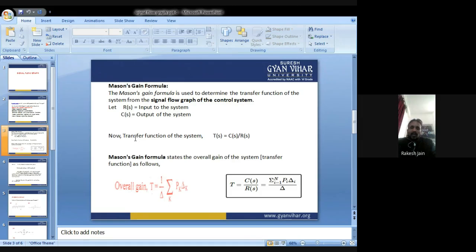Del 1 is, among all those loops which you calculated in step number 4, which loops do not touch the first forward path. Similarly, del 2 means which loops do not touch the second forward path. Similarly, del 3 means which loops do not touch the third forward path. So del 1, del 2, del 3 are just the loops which do not touch the forward path. If all the loops touch a particular forward path, then the value is equal to 1.